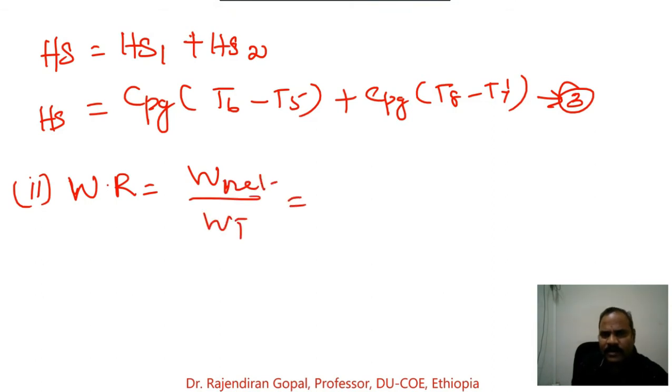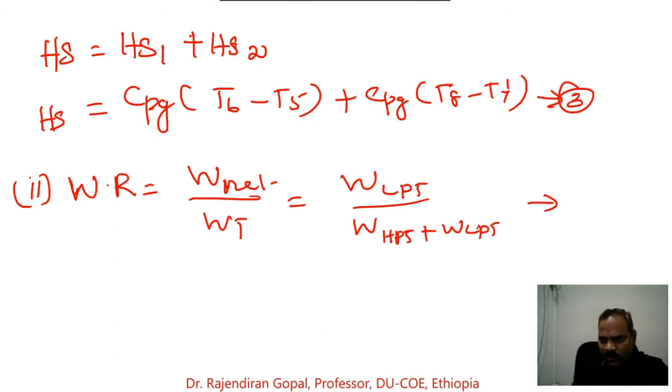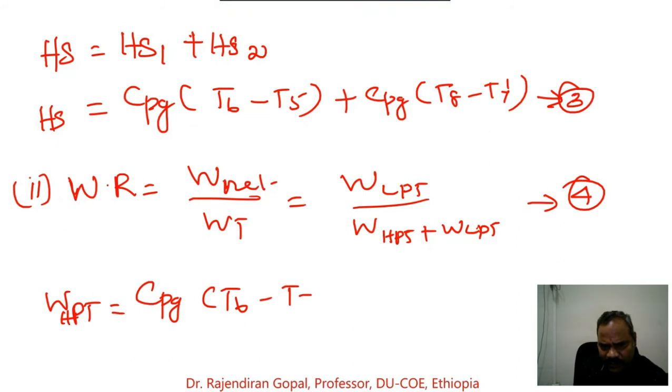Then the second question is work ratio is equal to work net over the work of the turbine, that is equal to work of low pressure turbine over the work of high pressure turbine plus work of low pressure turbine, that is equation 4. So we know the work of low pressure turbine can be obtained from equation 2. Work of high pressure turbine is equal to Cp of gas into T6 minus T7 dash.